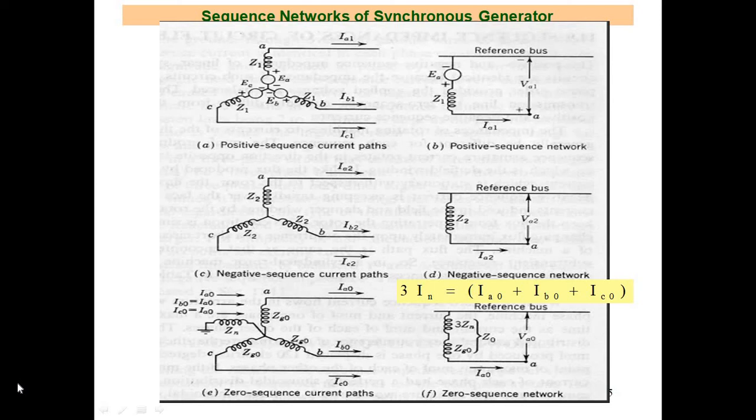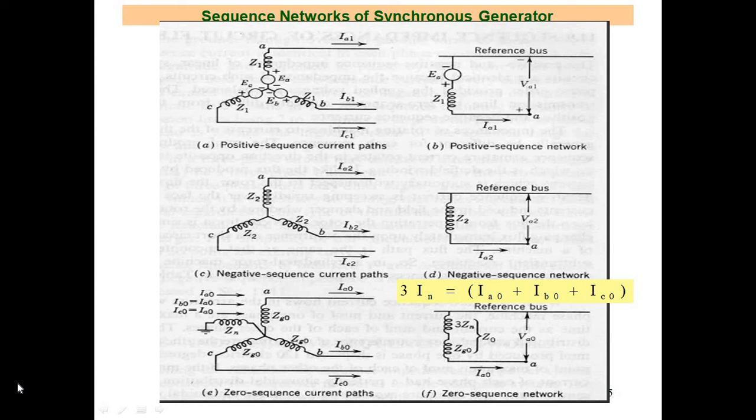Sequence networks of synchronous generator. First, the positive sequence current path in the star connection. Then the reference bus, where EA is the generated voltage and Z1 is the positive sequence network impedance. V is equal to 1. Then IA1 is the current component.